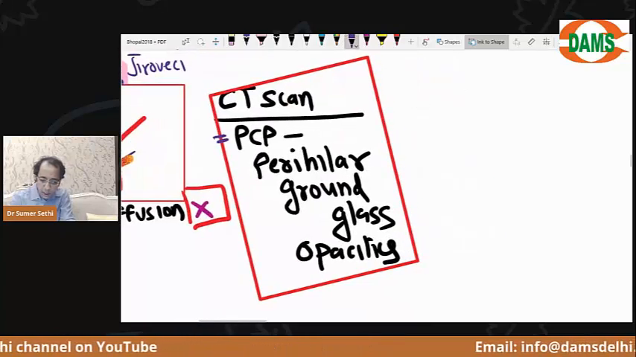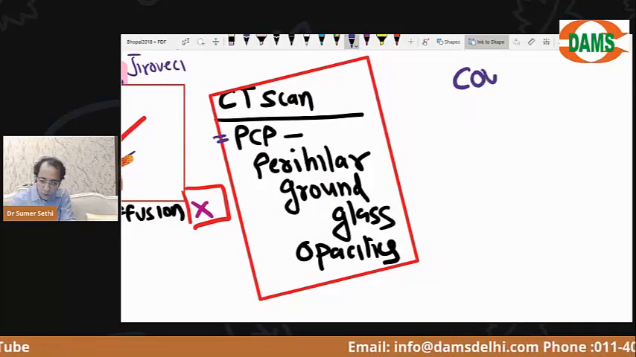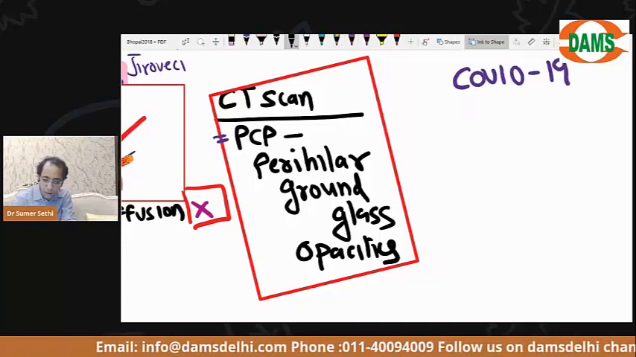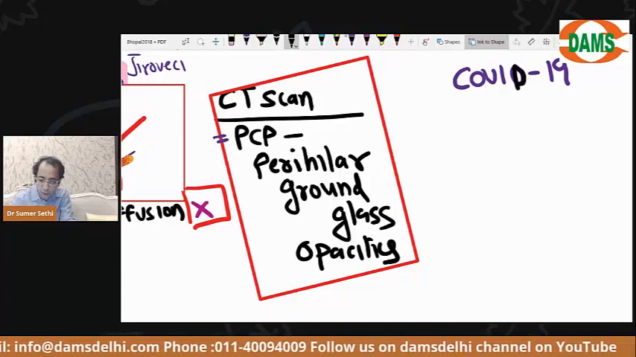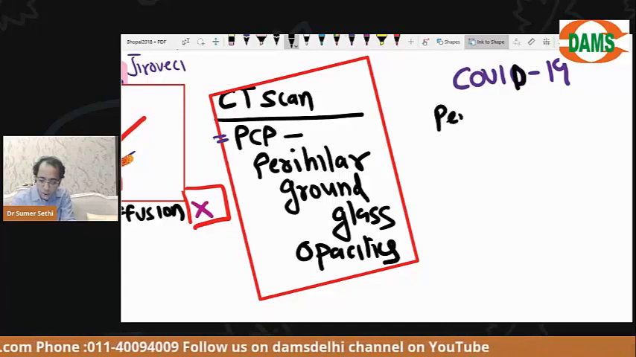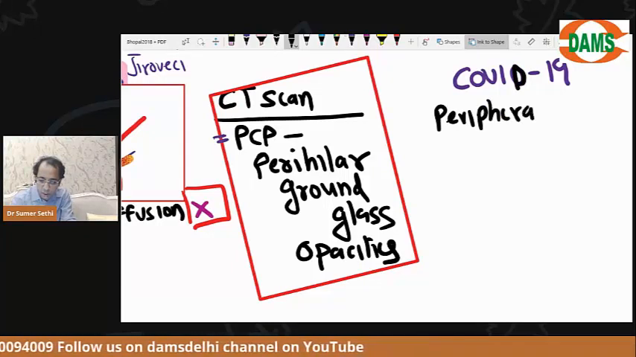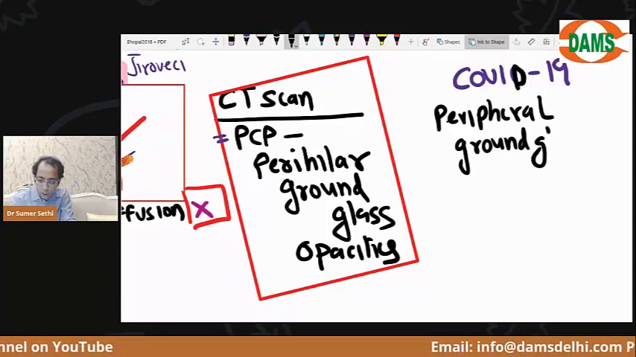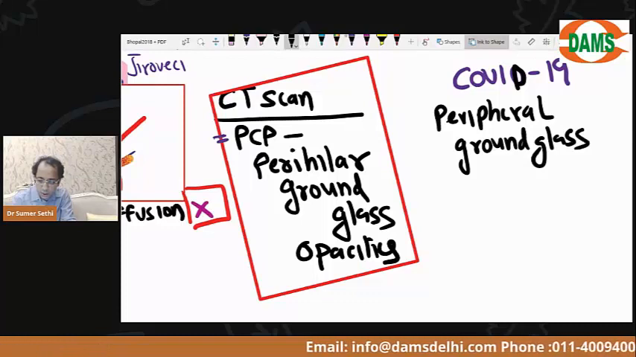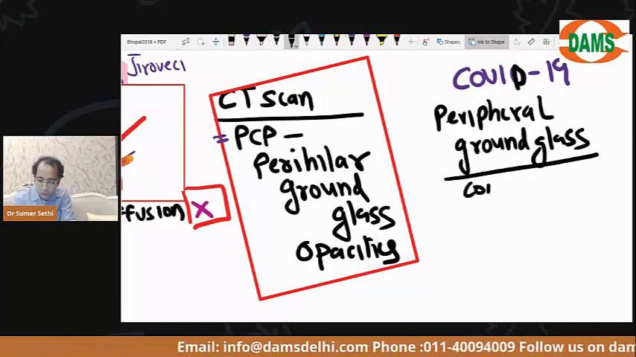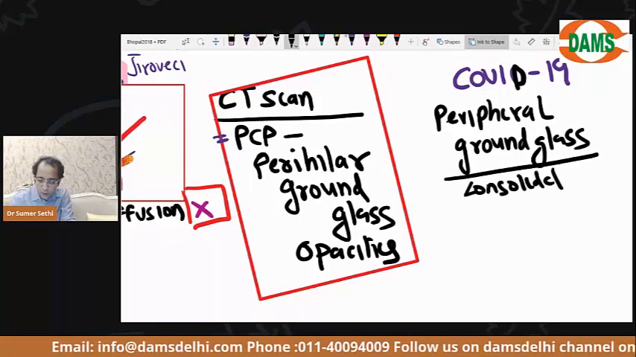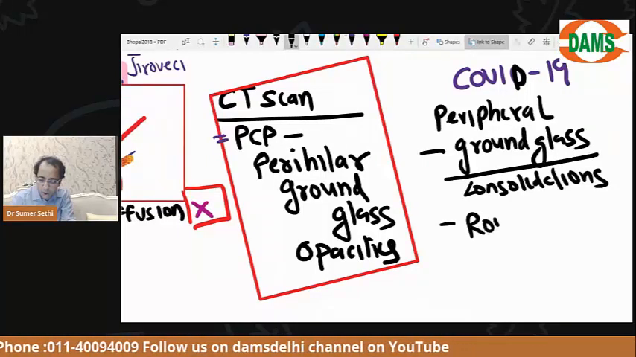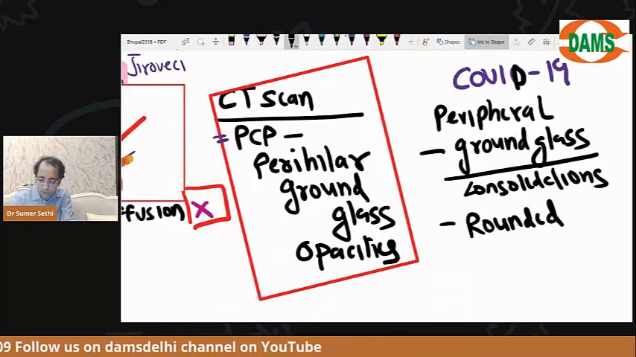So please remember, on CT scan, pneumocystis pneumonia shows perihilar ground glass opacities. What do you see in COVID-19 pneumonia? What is the CT finding of COVID-19 pneumonia? You will see peripheral ground glass opacities going on to develop consolidations which are more rounded in morphology.